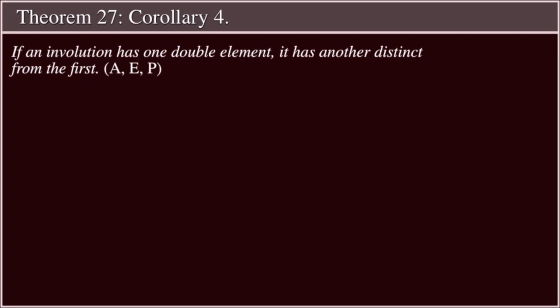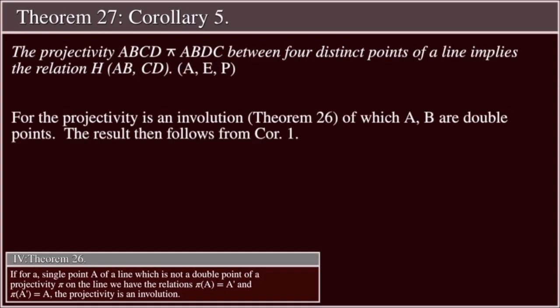Assumptions A, E, H0, and P. Corollary 5. The projectivity ABCD projective with ABDC between four distinct points of a line implies the relation H of AB, CD by assumptions A, E, and P. For the projectivity is an involution, Theorem 26, of which A, B are double points. The result then follows from Corollary 1.